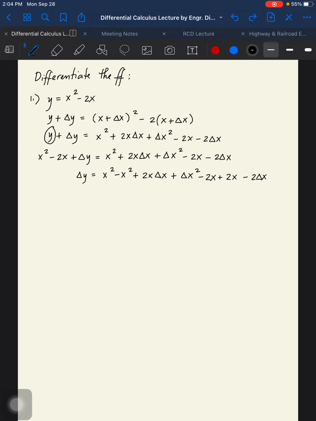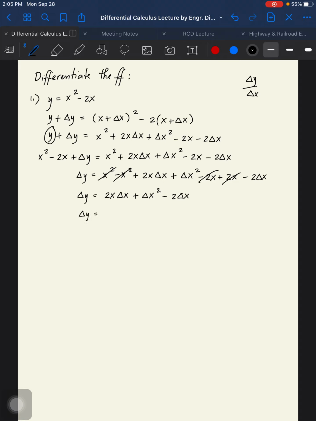Okay, so we have delta y. This becomes 0, 2x delta x, and then we have there delta x squared, 0, and minus 2 delta x. Again, our goal is to get the ratio of delta y over delta x.